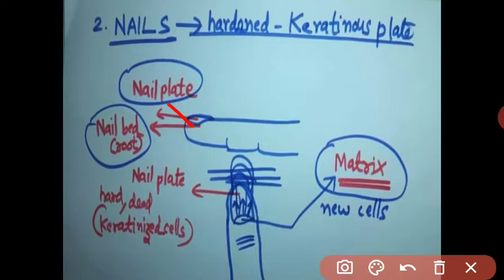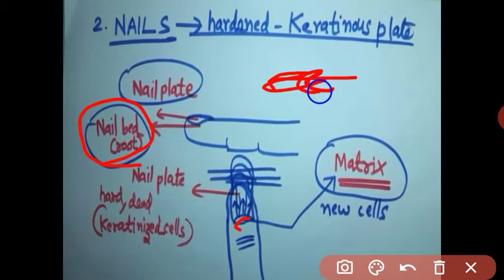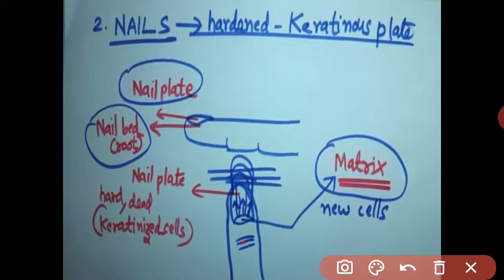Got it? Which part is called? The part which grows, and this part we are cutting. This hard keratinized plate is called the nail plate, and below the plate there is a skin-like structure. It is a bed-like structure, called the nail bed. And see, this is our nail, and this small half-moon-like whitish structure is called the matrix, and the new cells of the nails arise from that structure.